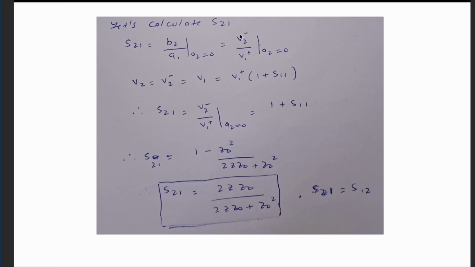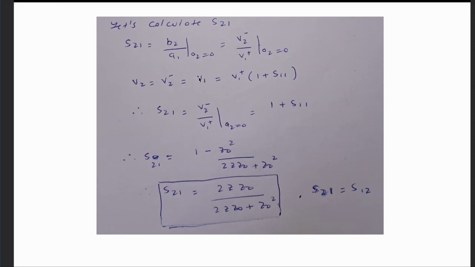Maybe let's complete it. So here again, as you are saying S21, right? When you want to find the value of S21, you need to calculate the voltage V2 minus divided by V1 plus. So again you do the same thing. First you write the total voltage V2. The total voltage V2 will be a sum of V2 plus and V2 minus. But as A2 is 0, your V2 plus is 0, right?